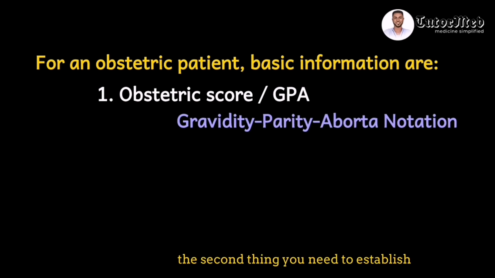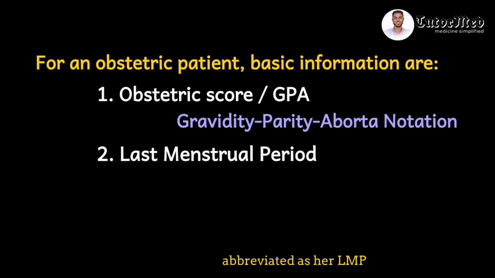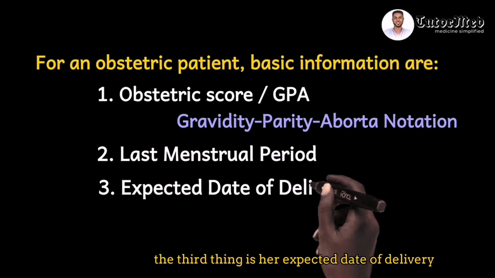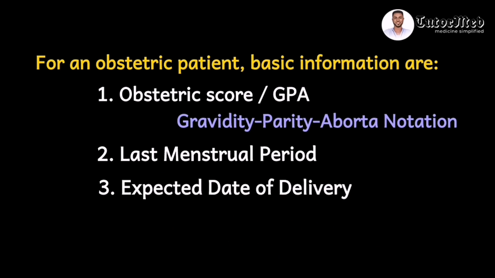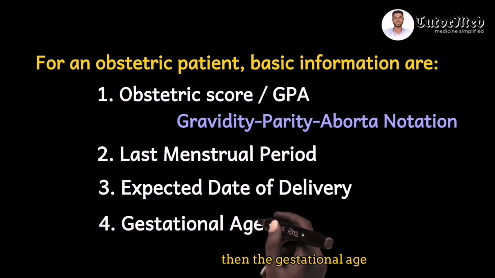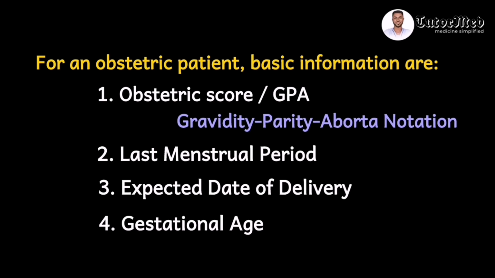The second thing you need to establish is her last menstrual period, abbreviated as her LMP. We will discuss this in detail soon. The third thing is her expected date of delivery, which crudely speaking is when the woman is predicted to deliver her baby. Then the gestational age, which is the duration of pregnancy at any given time, to simply put.